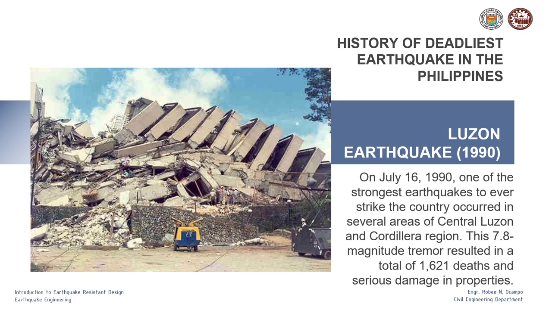So this 7.8 magnitude tremor resulted in a total of 1,621 deaths and serious damage in properties. So this picture is the Hyatt Terraces Baguio Hotel, no? One of the major buildings that collapsed is the Hyatt Terrace Baguio Hotel. Okay? So alam ko during this time parang may conference pa ata na nangyayari diyan sa Hyatt Hotel, no? So that's why it caused a large number of deaths, particularly in that area of Baguio.